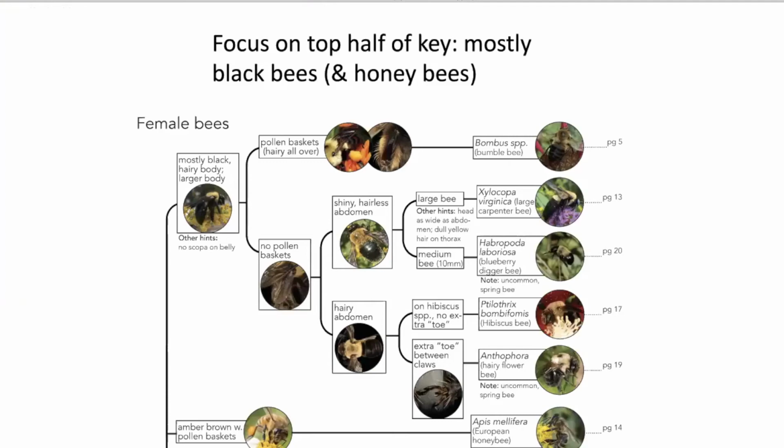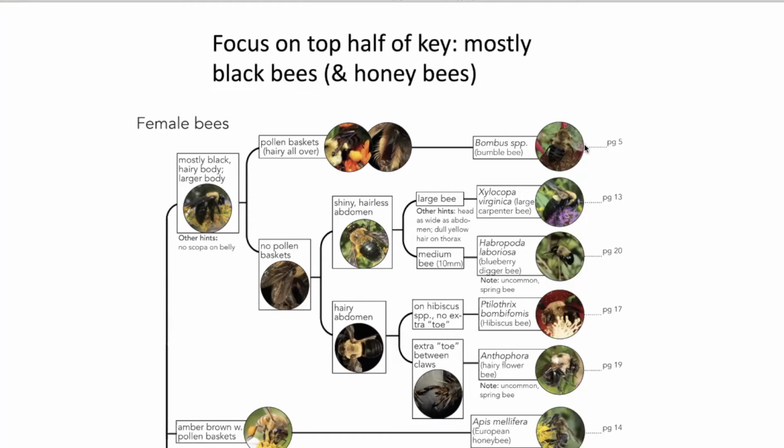Okay, so that means we are going to focus on the top half of the key. I'm just highlighting this here today. So if you have the key in front of you, or maybe on another screen, you can open it up and make the zoom a little bit smaller so you can see them side by side. So we're going to look at everything up to Apis mellifera, or European honeybee. So pretty much just that first split up here, plus honeybees, just because it made sense to put them here.